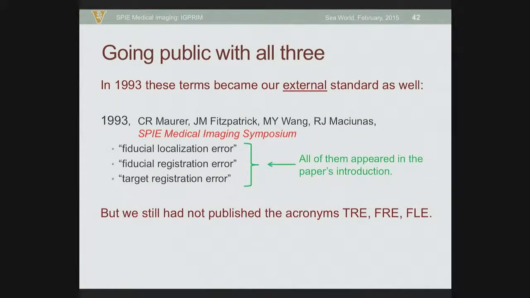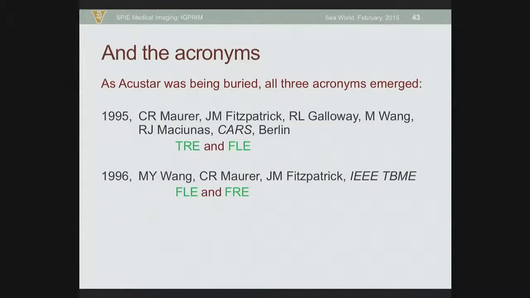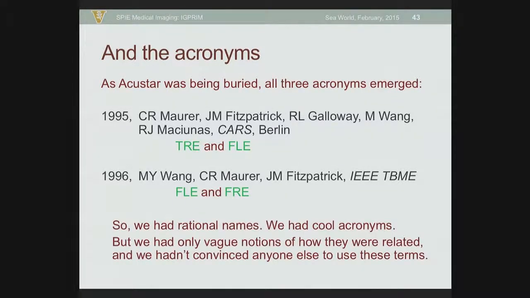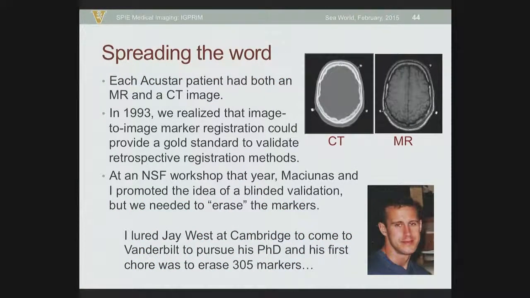In 93, it all showed up in a paper that Calvin presented, all 3 terms. But we still hadn't published acronyms. It's a small thing, but it's kind of interesting to note that they showed up in 95 and 96: TRE, FLE, and FRE. So we had these rational names, we had these cool acronyms, but we only had a vague notion of how they were related. And we hadn't convinced anybody else to use the terms. Well, we convinced them by a kind of accident.